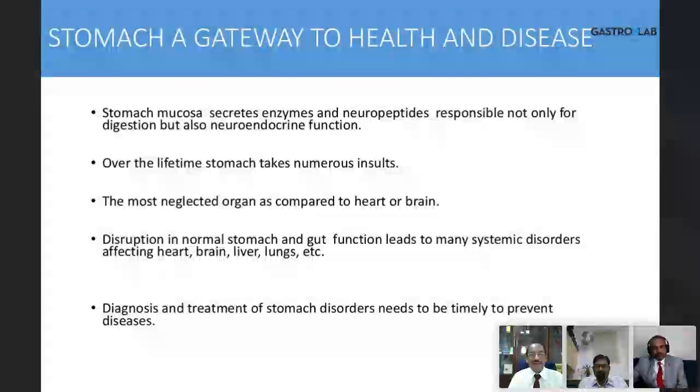And in fact, the stomach is a very special organ. My own teacher, Dr. N. Madana Gopalan, who was the father of medical gastroenterology for the whole of South India, used to ask this question: which is the most wonderful organ in the human body?